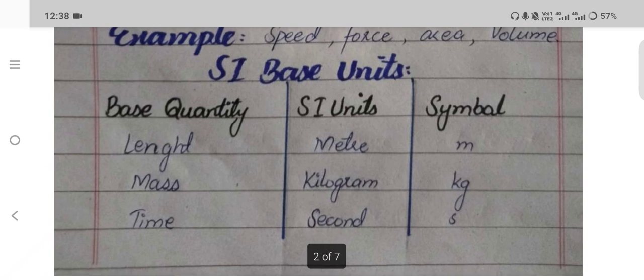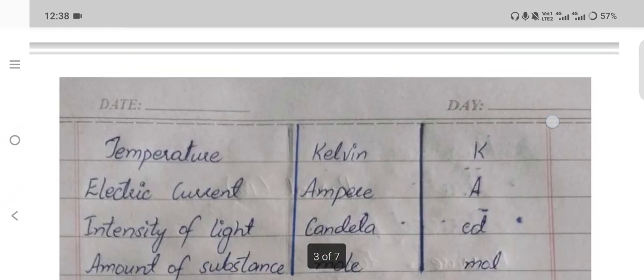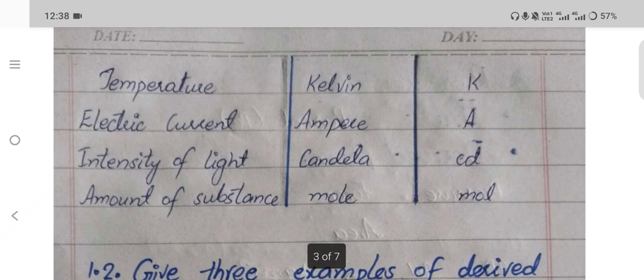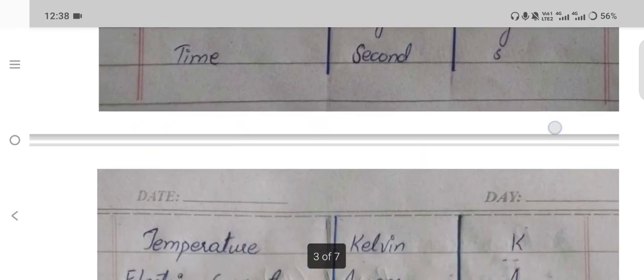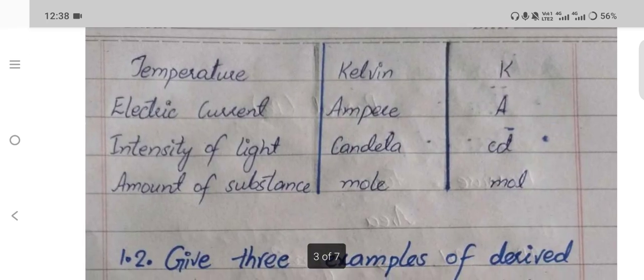Here we have the examples in the form of a table: length, mass, time, with meter, kilogram, second respectively. You can see their symbols: m, kg, and s. And these are the remaining four quantities: temperature, electric current, intensity of light, and amount of substance. You can see their symbols and their SI units in front of them. You can read it clearly.